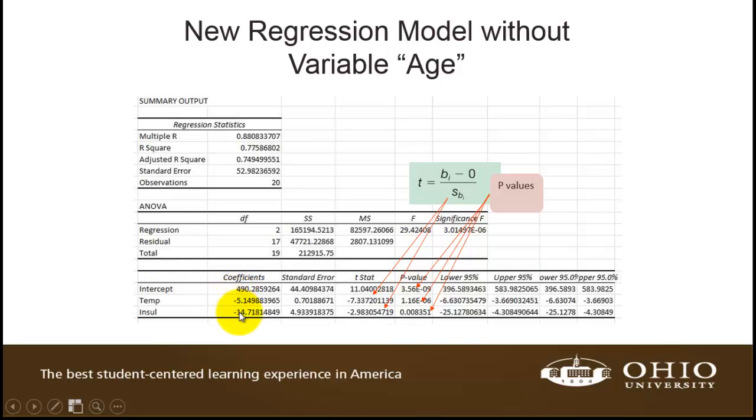So we now have our final regression equation: the cost is equal to 490 plus minus 5.14988 times the temperature plus minus 14.718 times the number of inches of insulation in the attic.